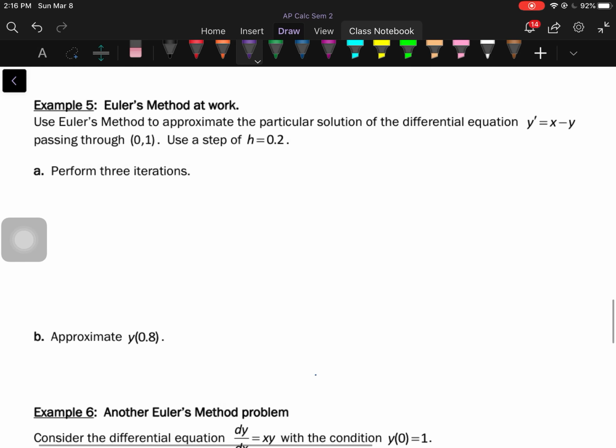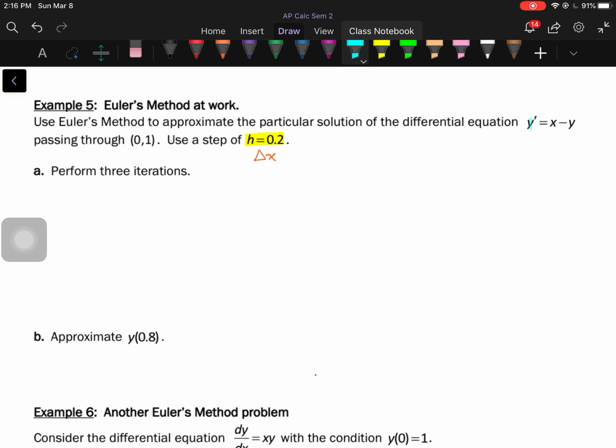Let's use Euler's method to approximate the particular solution of the differential equation y prime equals x minus y passing through the point 0, 1. Use a step size of 0.2 or 2/10. That's going to be important. I'm going to call that my delta x. That's going to be how different my x is every single time.